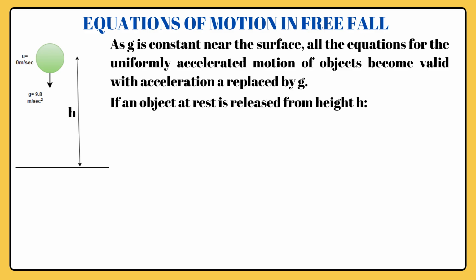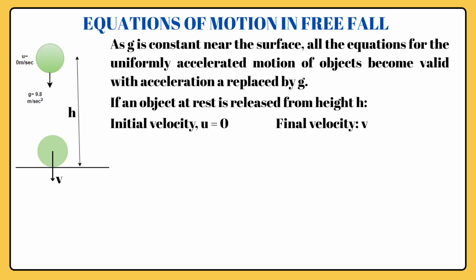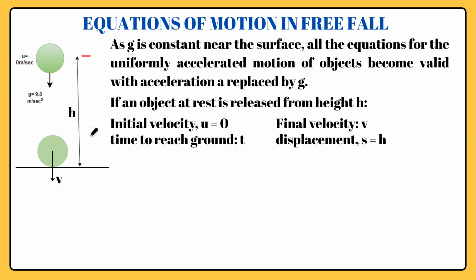So if an object at rest is released from a height h above the surface, its initial velocity u is 0, its final velocity, that is the velocity with which the object hits the surface, is taken as v. The time taken for the object to reach the ground is represented as t, and the displacement is the height h. This is the initial position and this is the final position. The shortest distance between initial and final positions is clearly h.